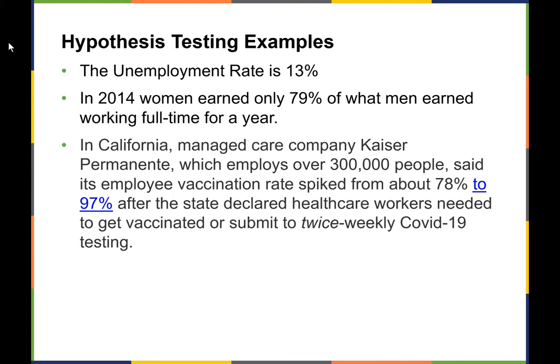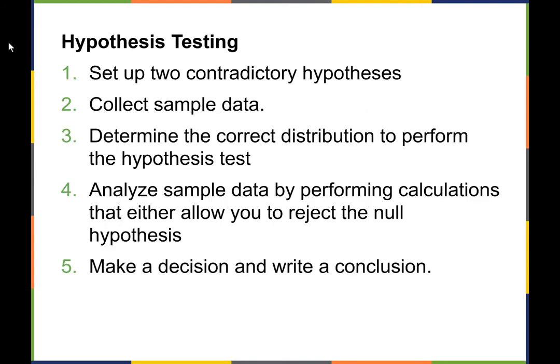So this is why we want to learn how to do this. This is what we're going to be doing in chapter 9. We're going to set up two contradictory hypotheses, the null and the alternative. We're going to collect some sample data or be given sample data. We're going to determine the correct distribution for the hypothesis test. We're going to analyze our data samples and perform some calculations that either allow us to reject or accept the null hypothesis. And finally, we're going to make a decision and write a conclusion. In this video, we're really just going to focus on number one, setting up two contradictory hypotheses.